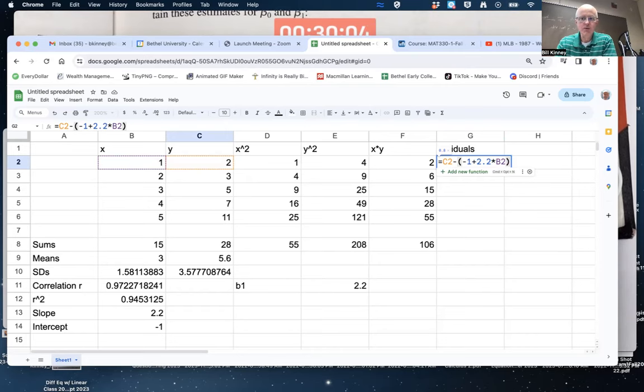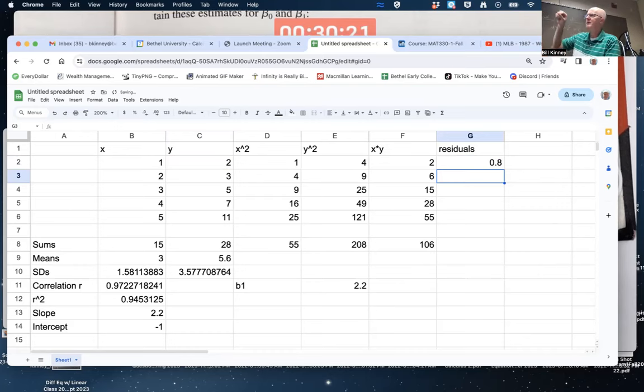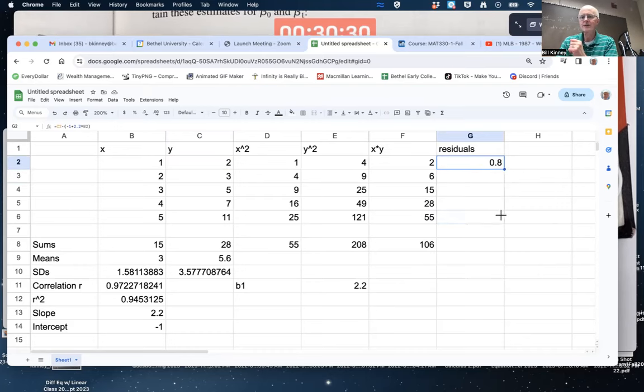Y is 2. What's y hat? That's really y hat, the second term in the parentheses there. Predicted value. Plug in 1 into the regression equation. We get -1 plus 2.2, 1.2. So we're going to do 2 minus 1.2 here, 0.8. Yeah, that first point was above the regression line. Remember the picture? That first point was above the regression line. This residual is positive. The next 3 residuals are negative, and the last one's positive. These residuals, by the way, do sum to 0.